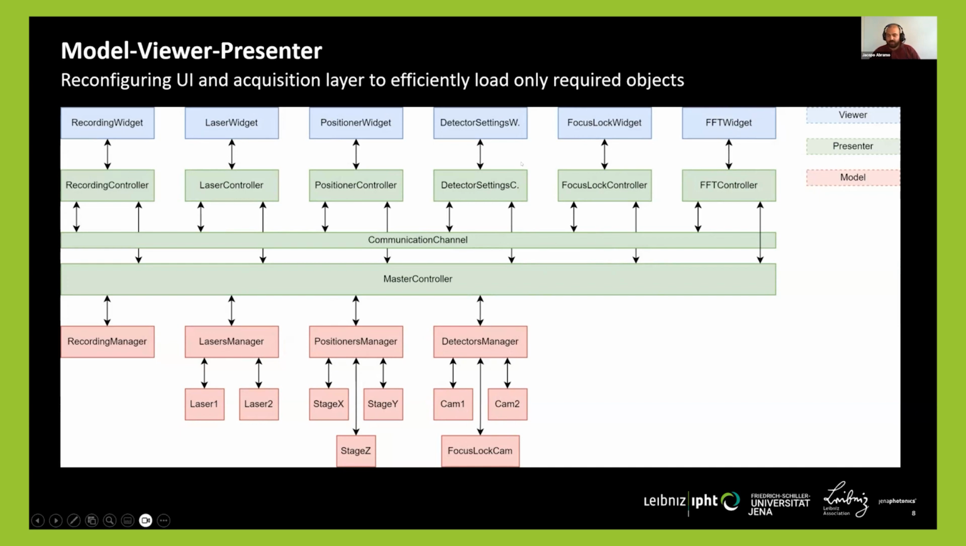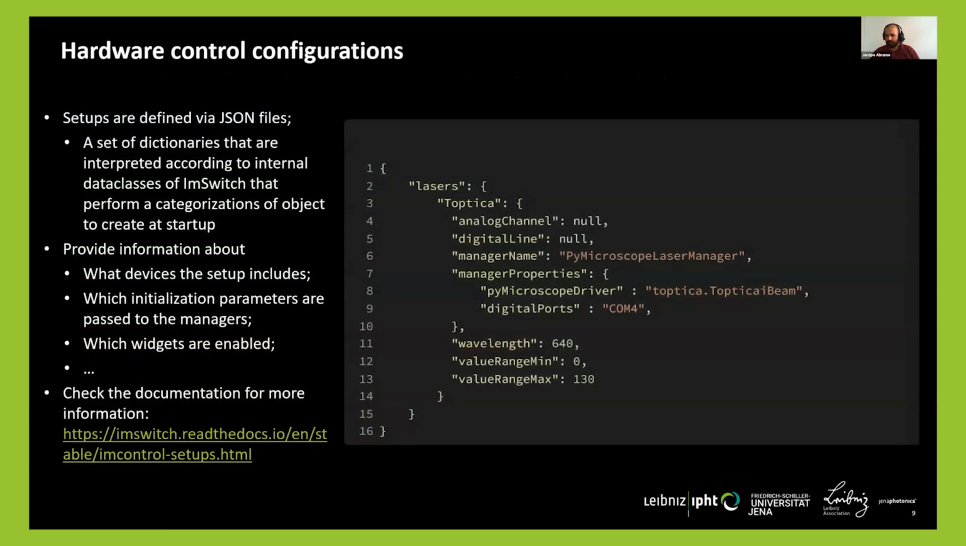And the idea is that the code base for both setups is the same. What happens is that whenever we start ImSwitch in the beginning, we select a specific configuration through a JSON file that specifies all the information related to what that setup should look like. So if it has lasers, and which lasers, and for each laser, what kind of preemptive parameters need to be set up.